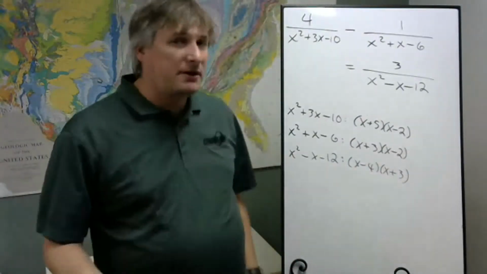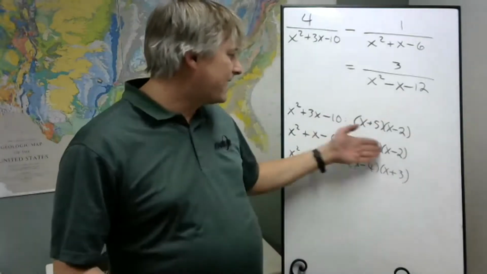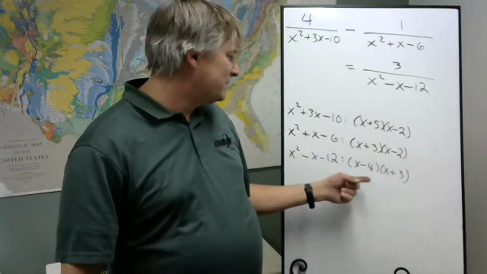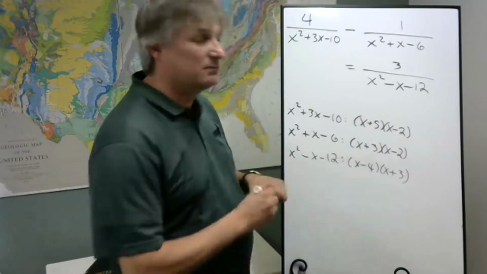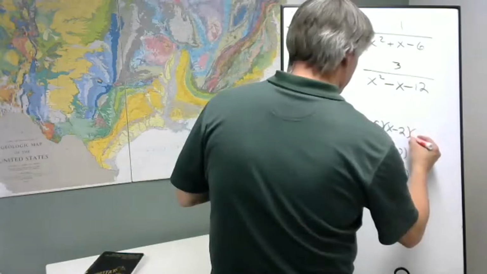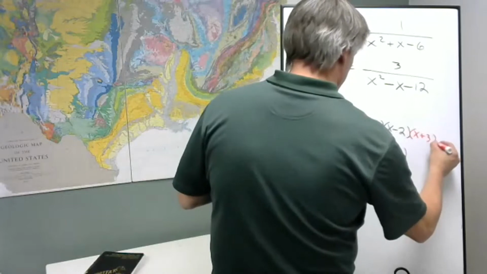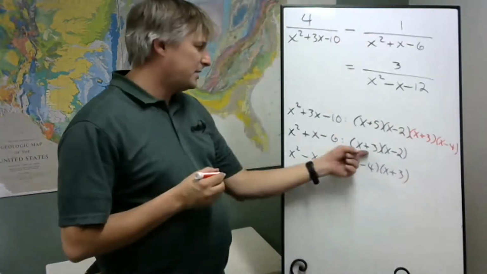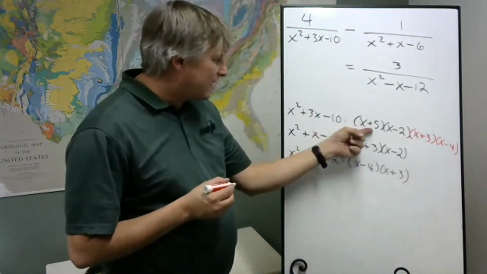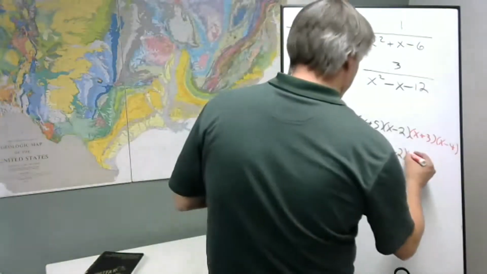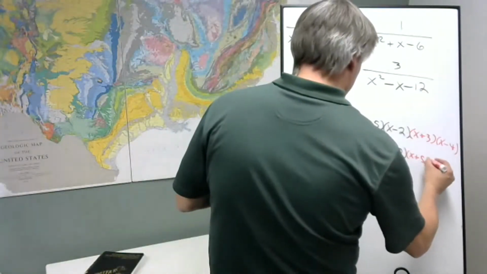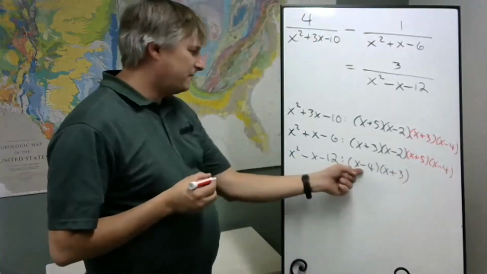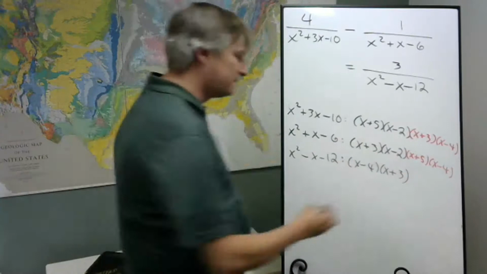So we want to come up with an LCD. We want to make these prime factorizations the same. So x plus 5, x minus 2, but it's missing the x minus 4 and the x plus 3. Better put those in. Then the plus 3 and the minus 2 here, we need the 5 and the 4. And then finally, the 4 and the 3, we want to get the 5 and the 2.